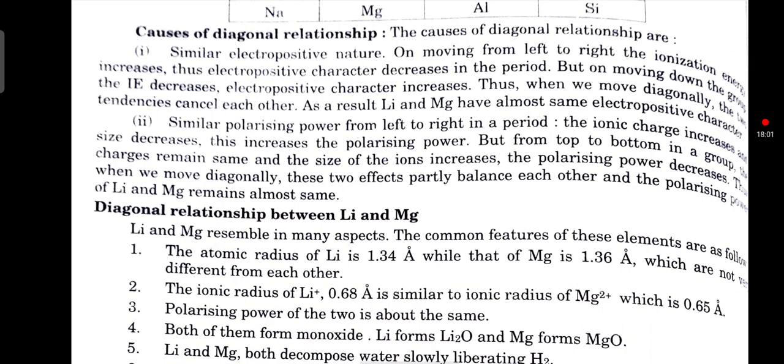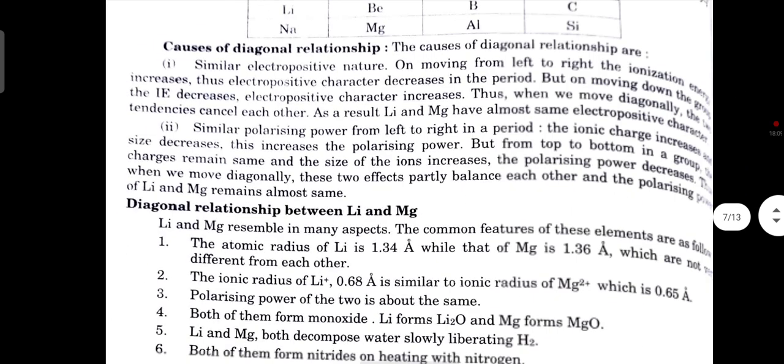The causes of diagonal relationship are, first, similar electropositive nature. On moving left to right, the ionization energy increases and the electropositive character decreases in the period. But on moving down the group, the ionization energy decreases and the electropositive character increases. Thus, as we move diagonally, the metals have the same tendency as each other. As a result, lithium and magnesium have almost the same electropositive character.